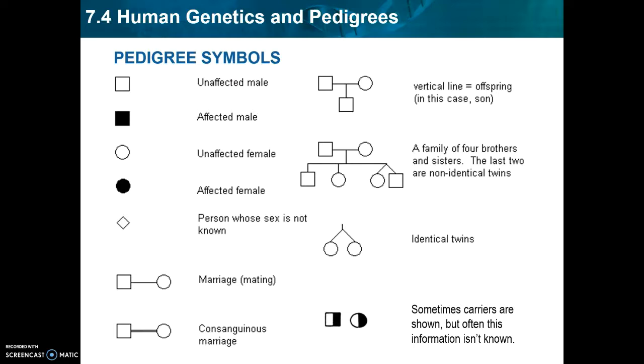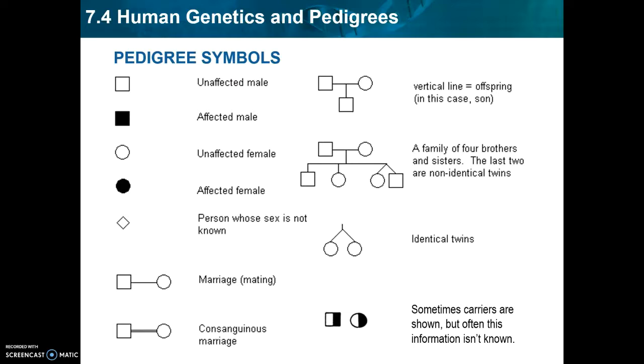And if you see a double horizontal line, that's what we call a consanguineous marriage, and that would be a marriage between closely related individuals. Maybe they're cousins or maybe even siblings. This is more common in some of the historical pedigrees, maybe in a royal bloodline or something like that, where they're trying to not mix blood, so to speak, with other families.